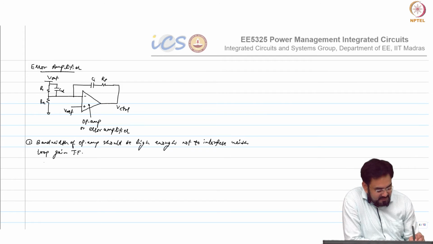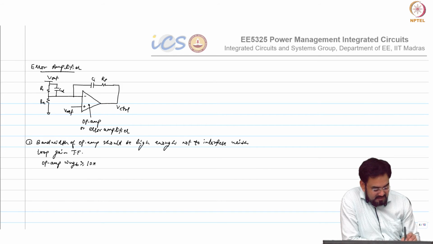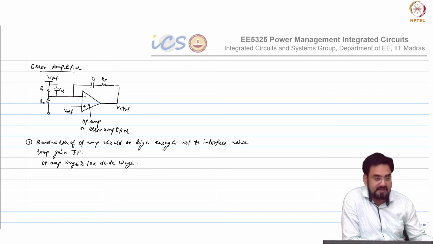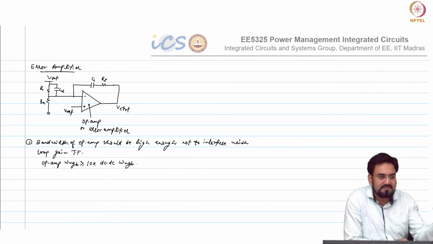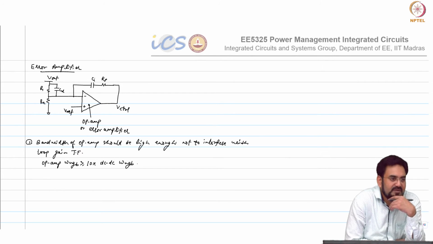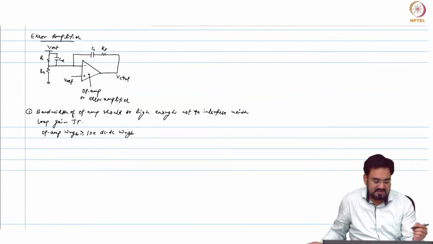So that's the one thing. Most of the time, if you keep the op amp omega UGB 10 times of your DC to DC UGB. Okay. So if you remember the example we took, for 1 megahertz, 100 kilohertz was the UGB. So you want to keep it maybe 1 megahertz or so. And you can always model this.